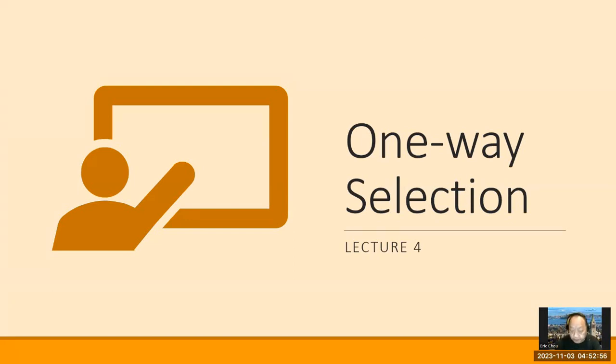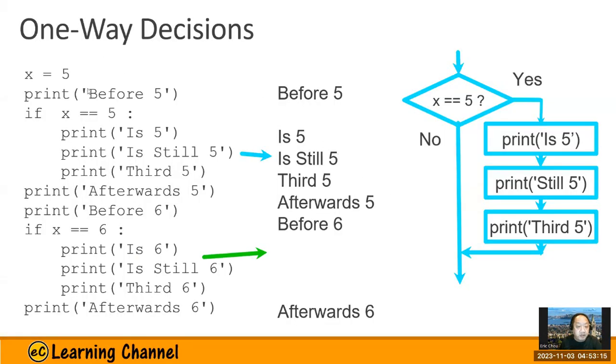One-way selection. Now we have already finished the character and string, so we know some data types, and we went over the basic understanding of Boolean values as well. Now it's time to discuss the programming structure of the selection. So let's look at the one-way selection. If x equals 5, you do the following things, okay? And then you print after 5, whatever.